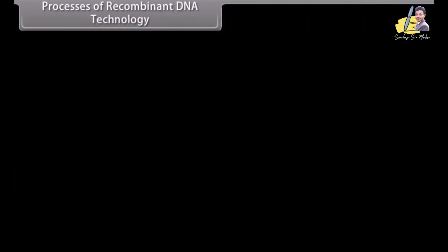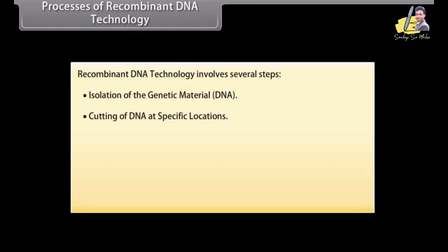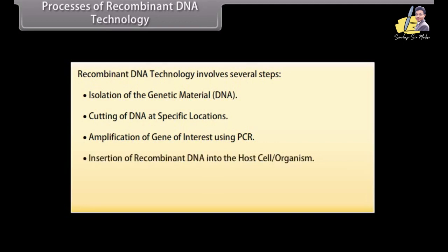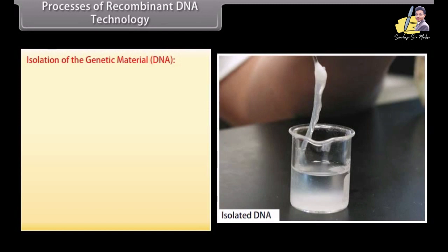Processes of recombinant DNA technology. Recombinant DNA technology involves several steps: isolation of the genetic material, DNA, cutting of DNA at specific locations, amplification of the gene of interest using PCR, insertion of recombinant DNA into the host organism, obtaining the foreign gene product, and downstream processing. Isolation of the genetic material, DNA.